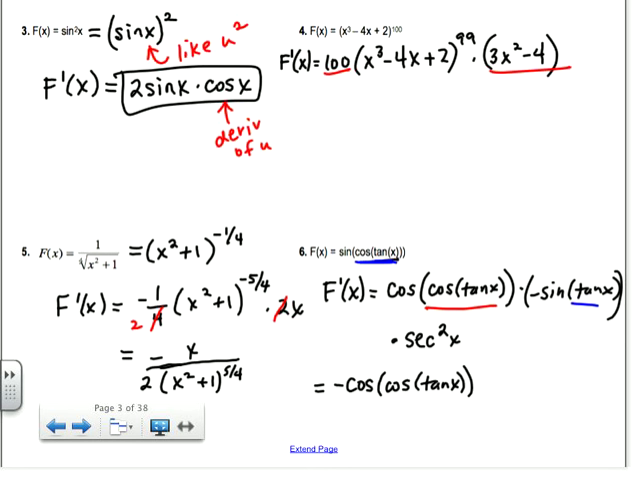Not cosine squared. Some of you think that. You always keep the argument the way it is. So cosine of something, that's called the argument. Times sine of tangent times secant squared x. Like that. Those ones are the hard ones.